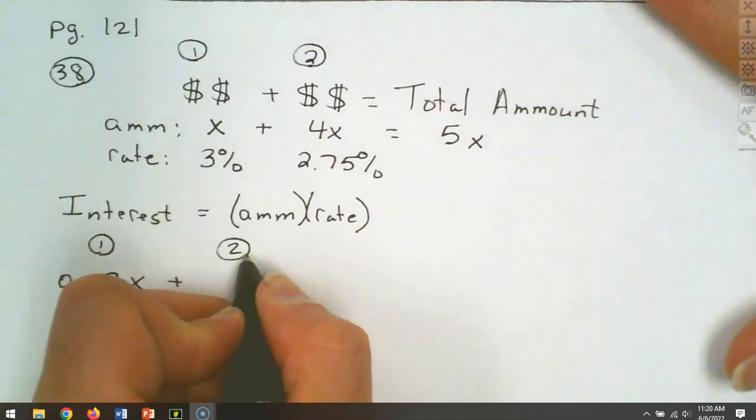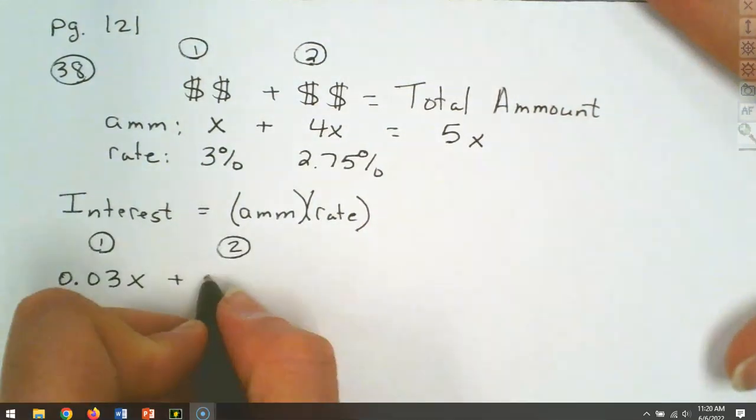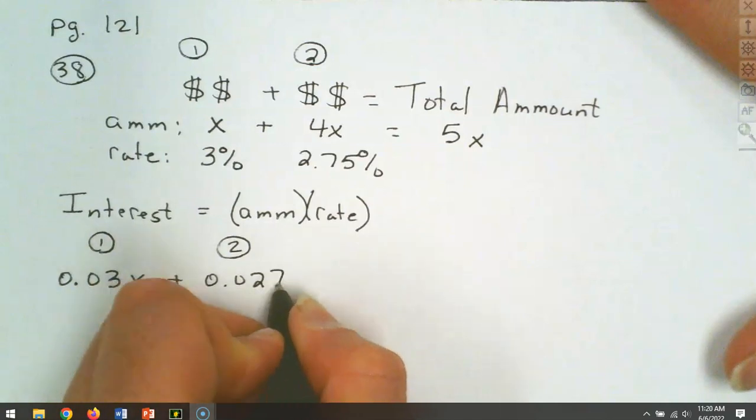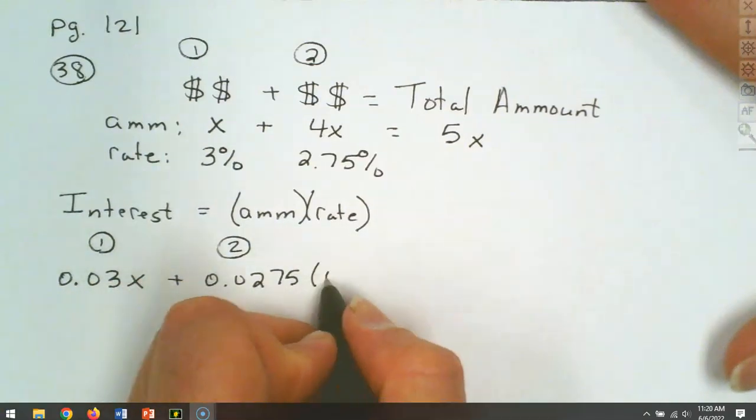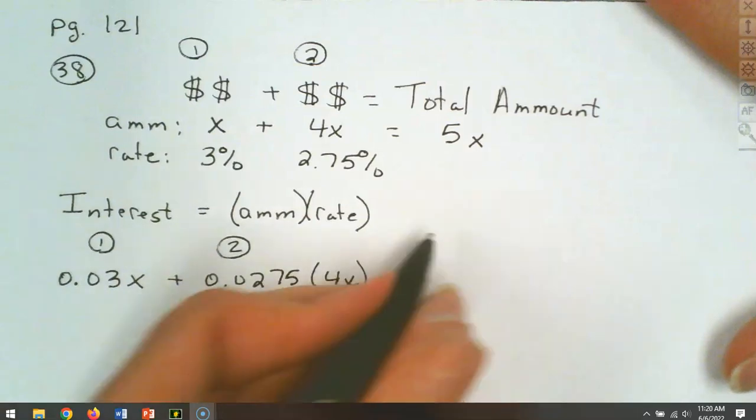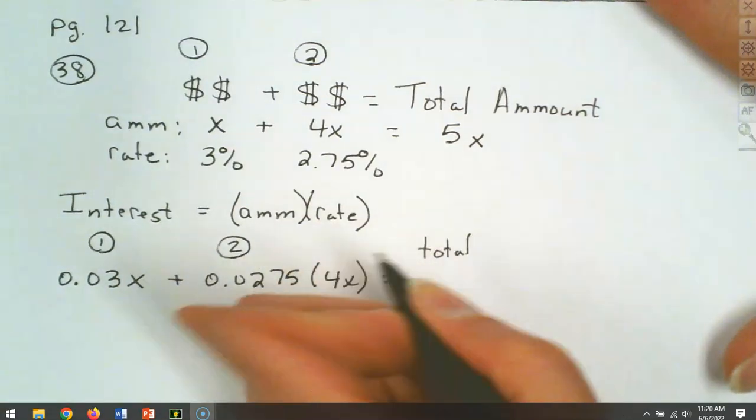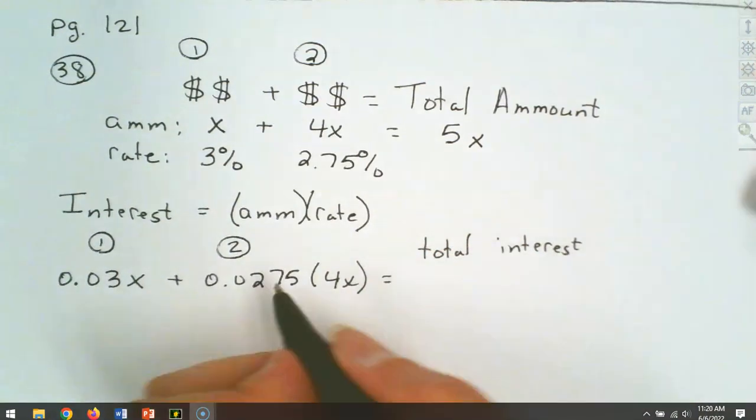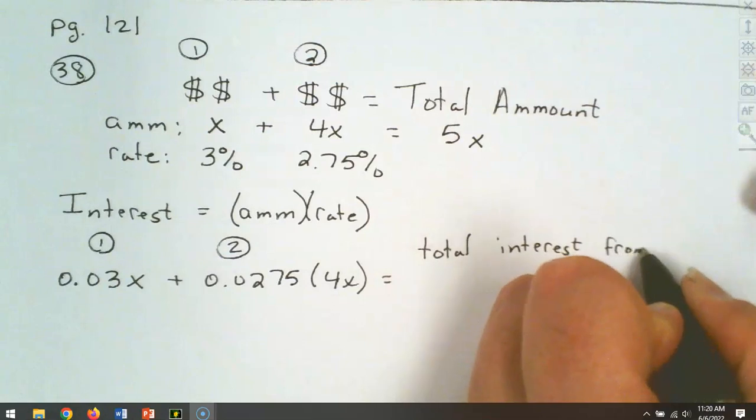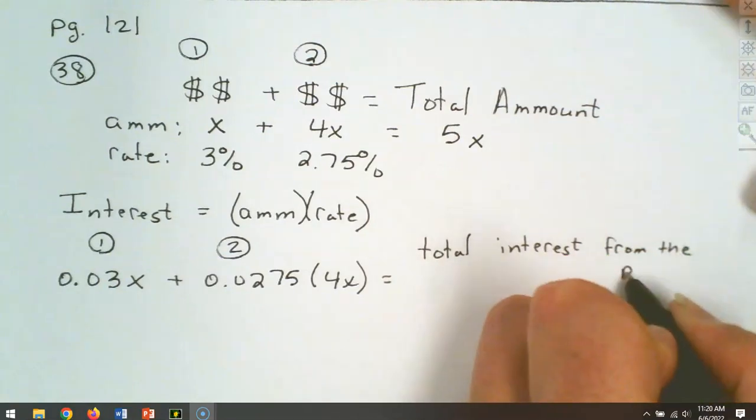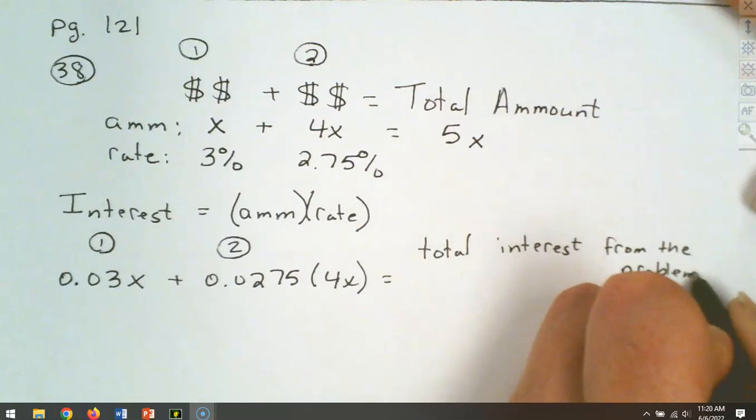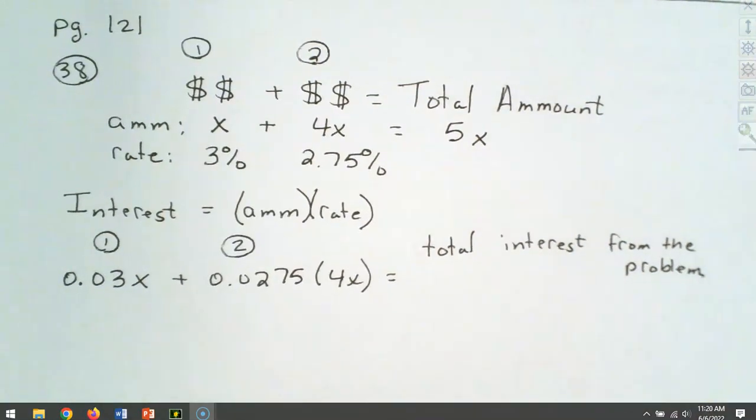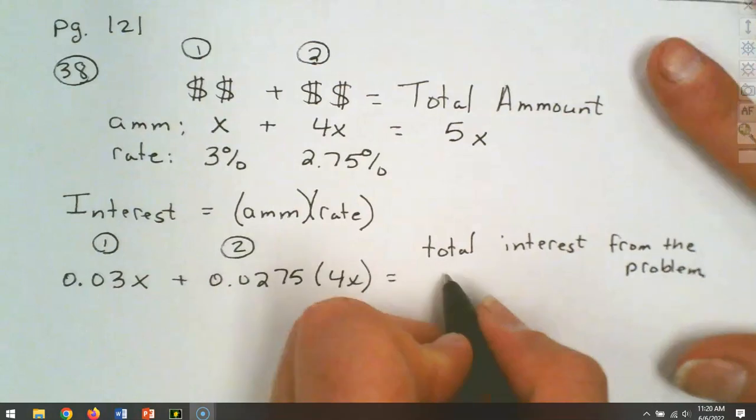Second one, because these always add, the second one is going to be 0.0275 times your 4x. And this is the total interest, not the amount, the total interest. And this comes from the problem. And what is our total interest from this problem? We made a total of $2,800. So that is going here.